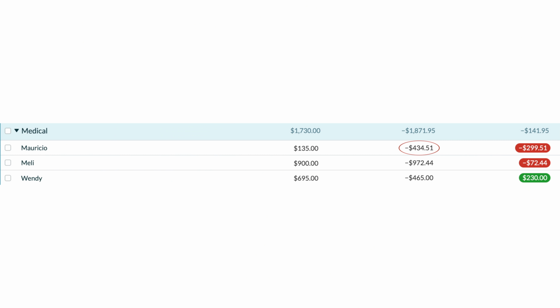In the medical category, the category that is going to ruin me financially, we have Mauricio spending $434.51, which was $299.51 over what was budgeted for Mauricio. And basically he got sick, and then towards the end of the month he and I went and got our eyes checked, and that's all out of pocket, but we'll get reimbursed for that. And the same with glasses. We had to buy him a new pair of glasses, and that again is out of pocket. So we should be getting reimbursed for that pretty quickly.